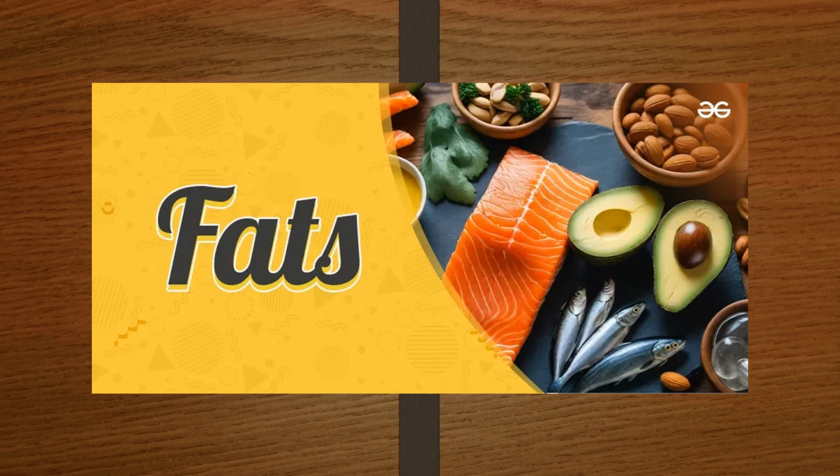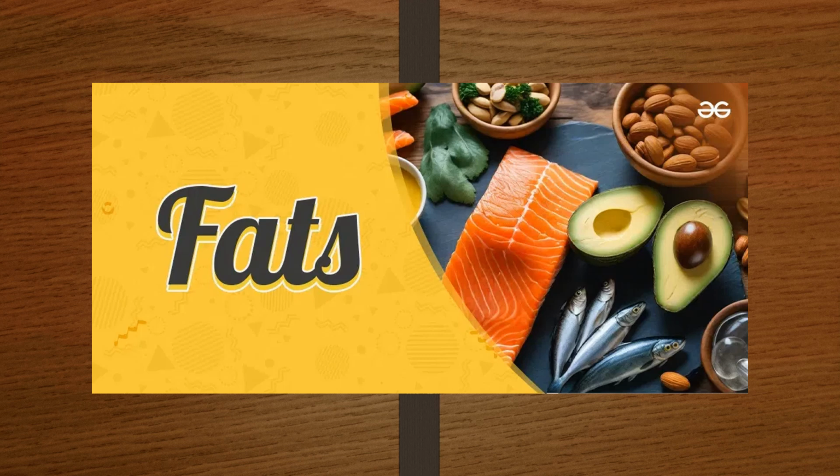Fats are esters of fatty acid and glycerol. Fats build cell parts and supply energy for cellular activities. CHO: carbon, hydrogen and oxygen, with a small amount of phosphorus and nitrogen. Fats are esters of fatty acids and glycerol.